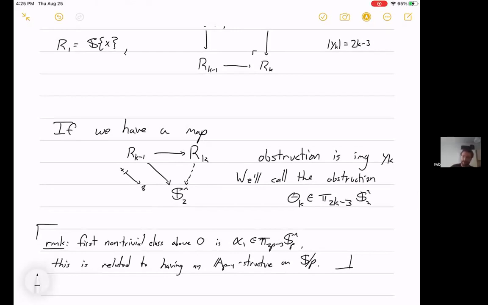One can reformulate this so that each Yk is the obstruction to being A_k, or maybe A_{k-1}. But the numbers work out here such that this vanishing gives you the A_{p-1} structure, and then alpha 1 in pi 2p minus 3 actually is the obstruction to looking at A_p.